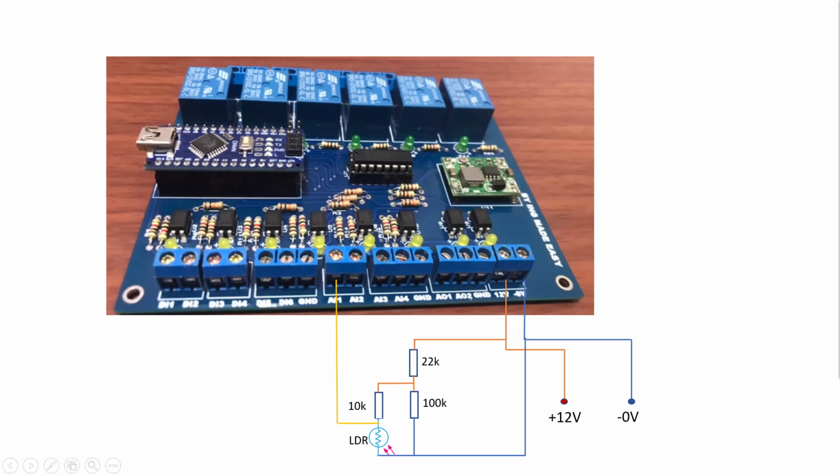We have our electrical drawing. We have 12 volts applied to the board. And then we have a 22K and a 100K resistor. The midpoint gives us a voltage around 9.8. This voltage is applied to the 10K and then the LDR, and the midpoint of the LDR is connected to the analog input of our board. If you want to know how to calculate these resistors, you can look at my previous video. The link is provided below.